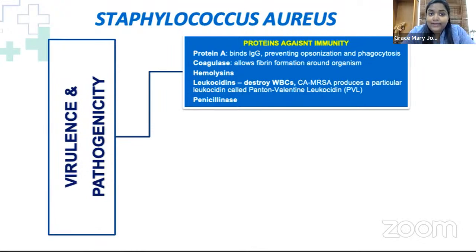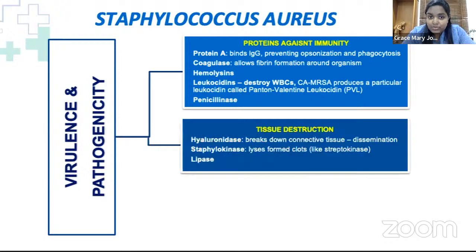Then there are hemolysins, that destroy your RBCs. Then you have leukocidins, which destroy your WBCs. And then there are beta-lactamase enzymes like penicillinase that act against the drugs that we give. So this is one group, the proteins that protect them against immunity. Then there are the ones that help them in invading, in tissue destruction. So you have hyaluronidase, which breaks down the connective tissue. So it helps in the dissemination.